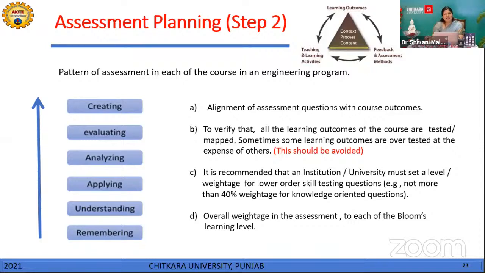So it is recommended that any institution or university must set a threshold level for the LOTS, low order skill testing questions. Generally, we prefer that 40% of the weightage be given to it. So the overall weightage in the assessment to each Bloom's level is what we are to check for.